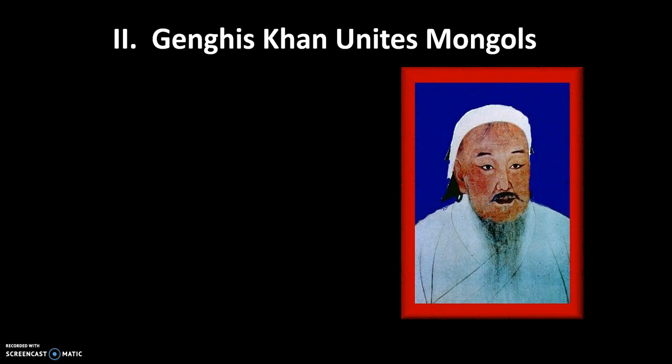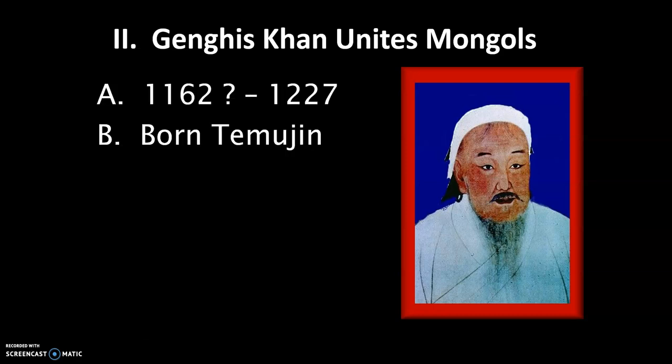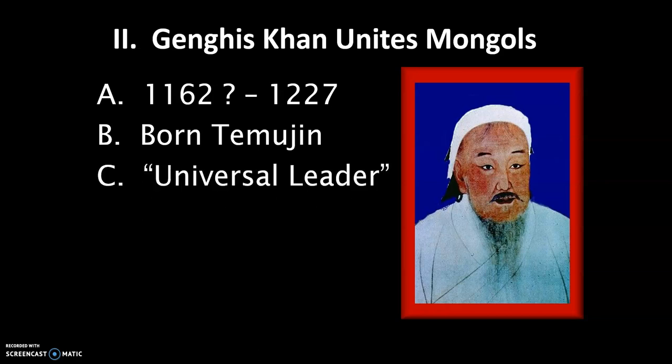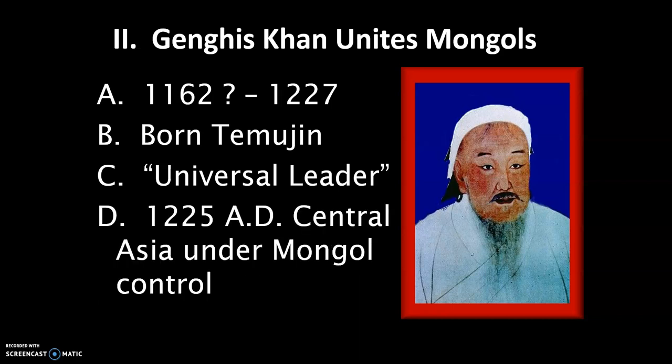So, the ruler of all the Mongols is Genghis Khan or Chinggis Khan. You'll see multiple spellings. He was born under the name Temujin somewhere in the year 1162 or so. We don't have great records, but we know he dies in 1227. The phrase Genghis Khan means universal leader, so it's a title more than a name. In 1225, he gets all of Central Asia under Mongol control. His children and grandchildren then will extend the Mongol Empire even further.